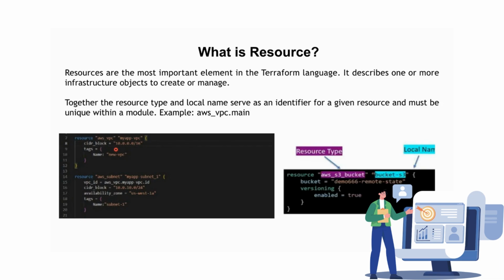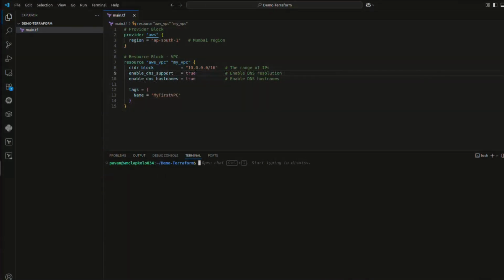Now let's go to our Visual Studio and understand how to define the provider block and resource block. Here is the sample script to create a simple VPC. Here we have described two blocks mainly. One is the provider block and another is the resource block.